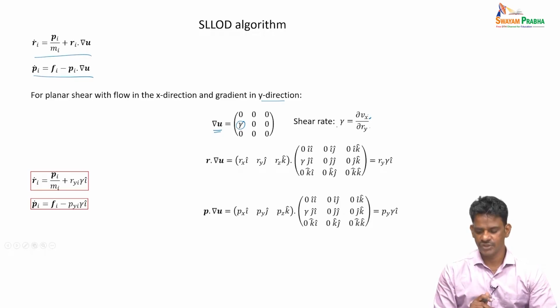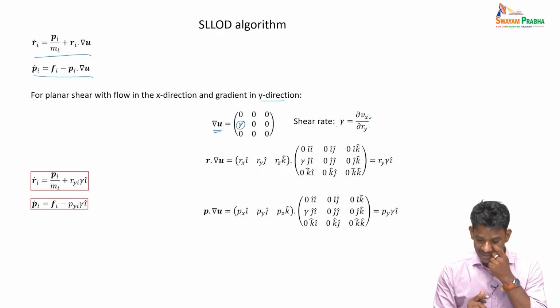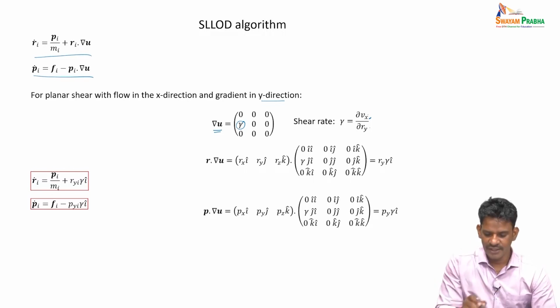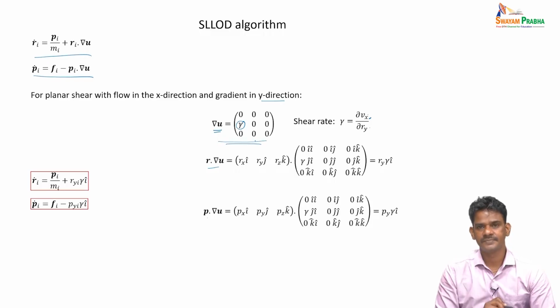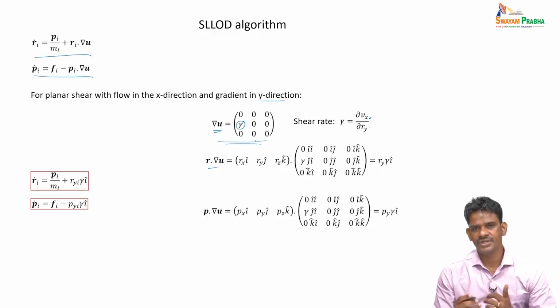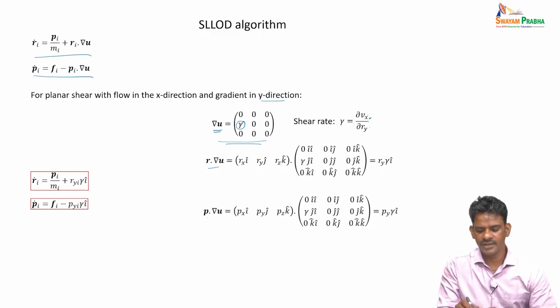So, now we can actually calculate what this term r dot del u and what p dot del u is for a given shear field. The way in which we shear the system will be encoded in the del u term. So, in the planar shear, which is a very simple shear flow, only one term is actually non-zero. So, now we are going to find r dot del u.